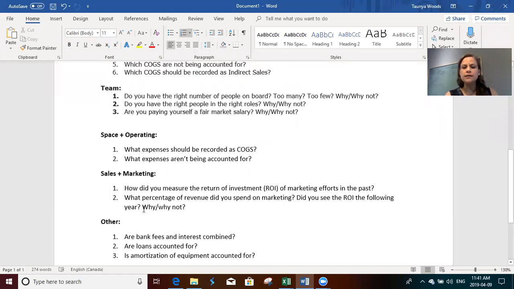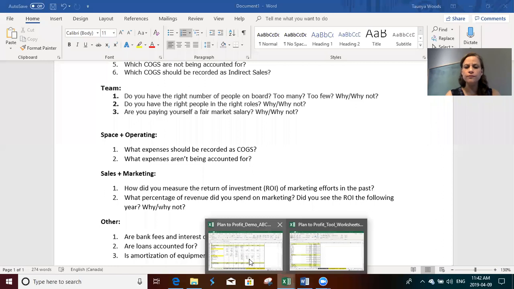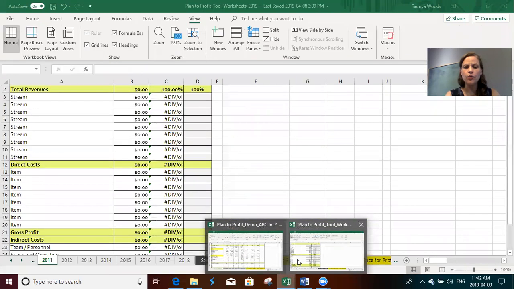And then we've got sales and marketing. So how do you measure the return on investment of your marketing efforts in the past? And what percentage of revenue did you spend on marketing? Did you see the return on investment the following year? Why or why not?